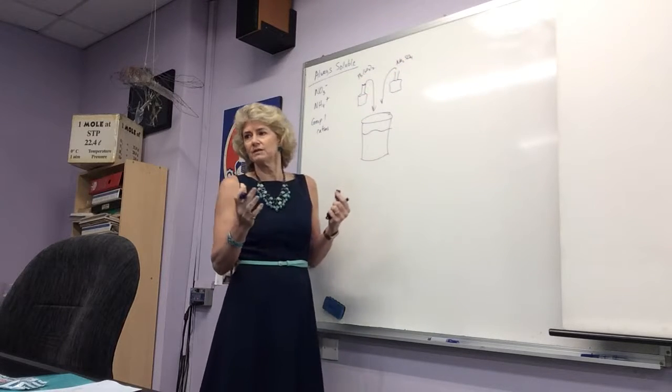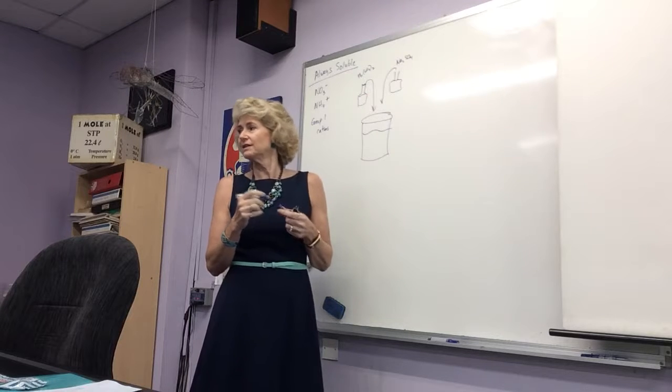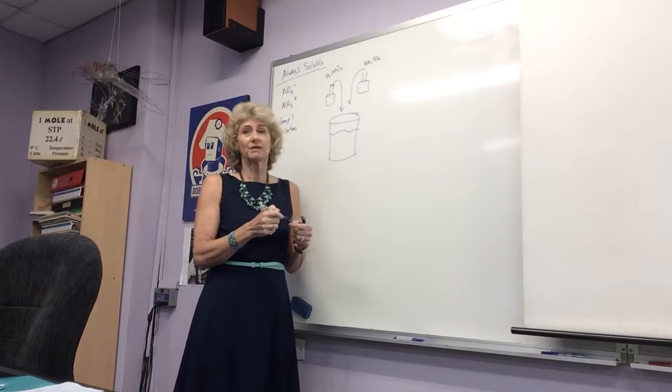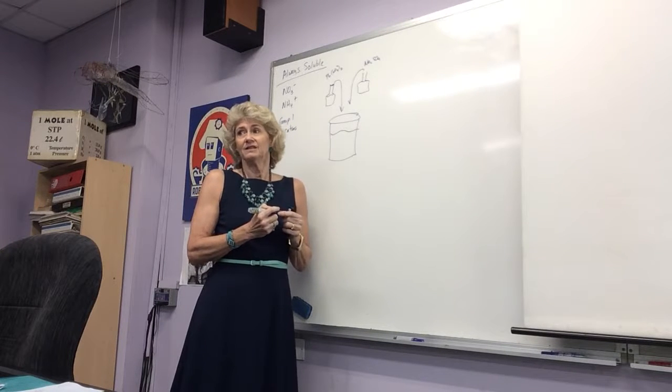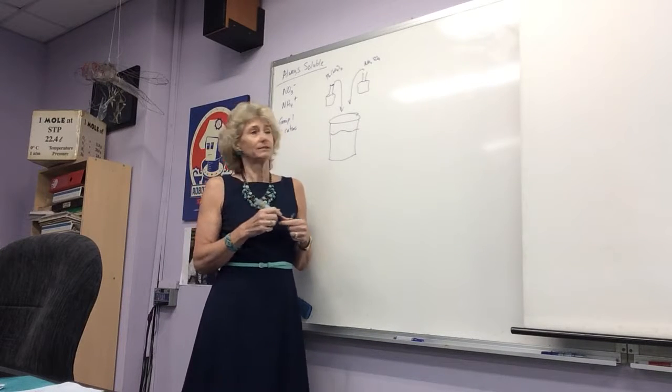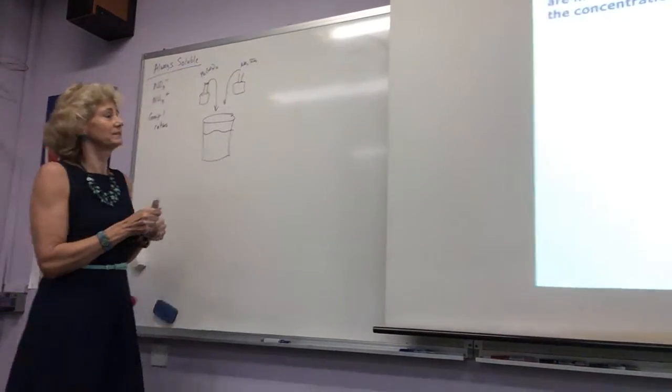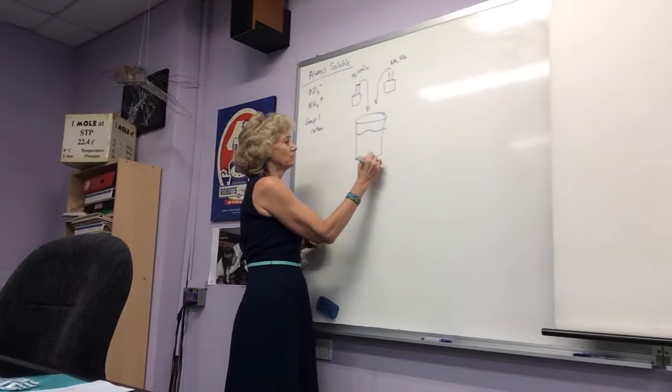So what kind of problem is it? It is a double replacement, but what kind of stoich problem is this? Two amounts are given, so you have to find out which one is limiting. And the other problem is that it's going to ask us what's in the solution after the precipitate forms.